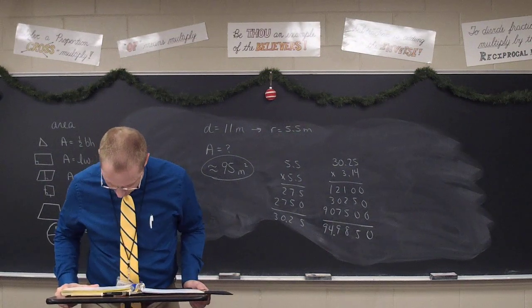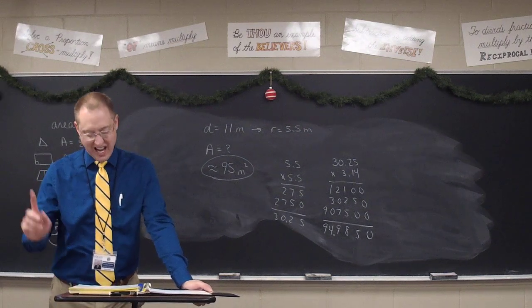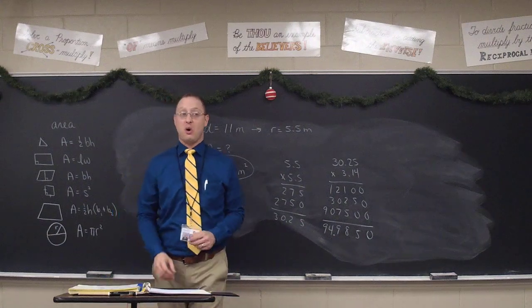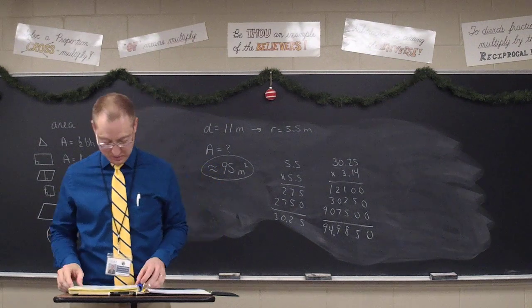Number 14, the area of a trapezoid is A equals 1/2 bh. Griffin? Triangle. Triangle's a half bh, right? Trapezoid, class, is A equals 1/2 h times the quantity b1 plus b2.